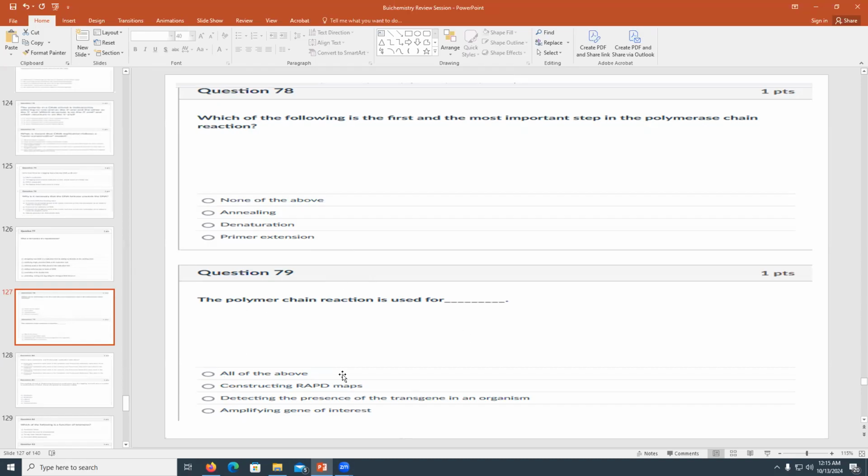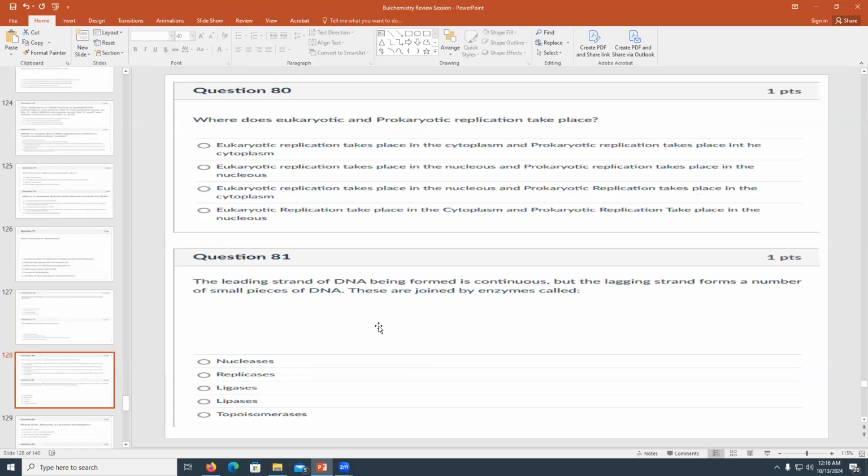I'm going to give credit to everybody for this question. But the answer is all of the above: amplifying the gene of interest and detecting the presence of these transcribed genes in new organisms. I'm giving everybody credit because we haven't talked about the maps, but this is one of the advantages of the polymerase chain reaction. So all of the above, and everybody's going to get credit for that one.